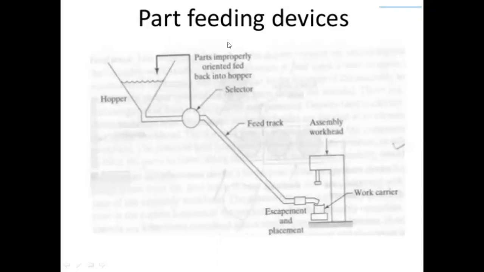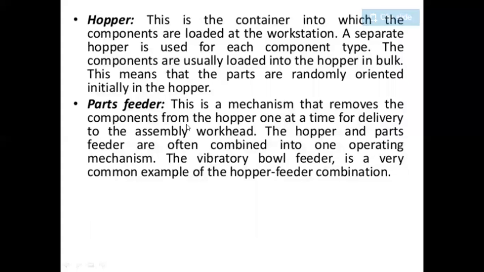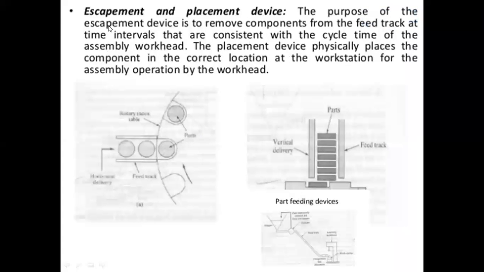Now this is one example of part feeding devices, where there will be a hopper, and improperly oriented parts are fed into the hopper. This selects the components and feeds them to the escapement and placement devices over here, and the assembly workhead will be over here, and it will do the required assembly, and the finished product will go out. This is a part feeding device. Hopper and part feeder, I don't think it is necessary for you people. And then escapement and placement devices are also a few examples quite similar to the hopper and feeders.